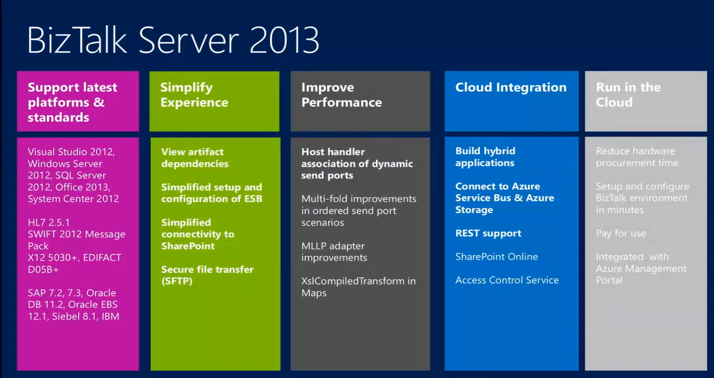So the performance improvements that have been implemented on the server are mostly around MLLP adapters and dynamic send ports, and there is a new functionality called XSLT compile transform, which is applicable to almost all of your BizTalk applications which use any type of maps. This is an improvement that came from the .NET Framework itself, wherein for map performance we are seeing almost a 20x improvement.